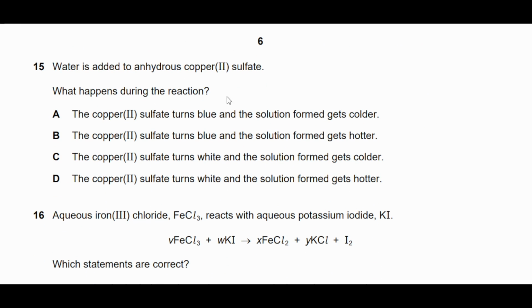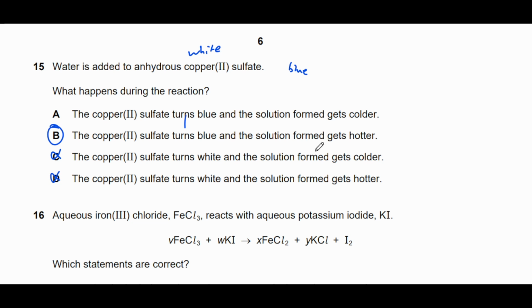Water is added to anhydrous copper sulfate. What happens during the reaction? So, firstly, anhydrous copper sulfate is white, right? How I remember is water generally depicted as blue, even though it's colorless, right? Like when you're drawing something, usually water is depicted as blue. So therefore, hydrous copper sulfate will be blue because it has water inside, and anhydrous copper sulfate will be white. So no color, essentially, right? So what happens during the reaction? When you add water, C and D is wrong because copper sulfate turns blue because you're adding water into it, and the solution will get hotter. Okay, this is exothermic.